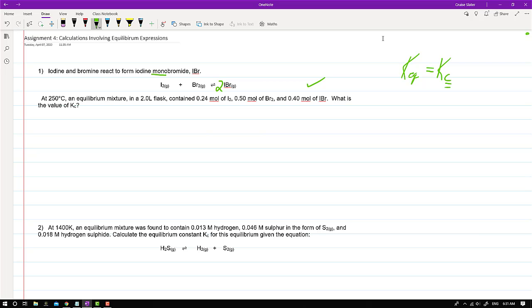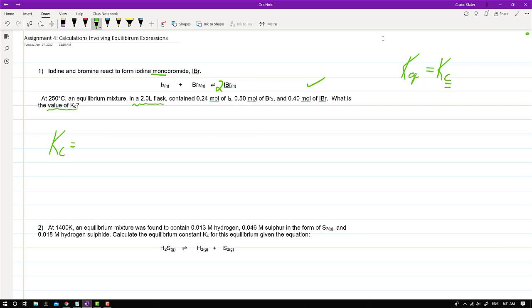It says at 250 degrees Celsius, an equilibrium mixture in a 2-liter flask, that's important, tells us that we're not going to be given concentration values, contained 0.24 moles of I2, 0.5 moles of Br2, and 0.4 moles of IBr. What is the value of Kc? So there's our question. So let's start by writing down our Kc expression.